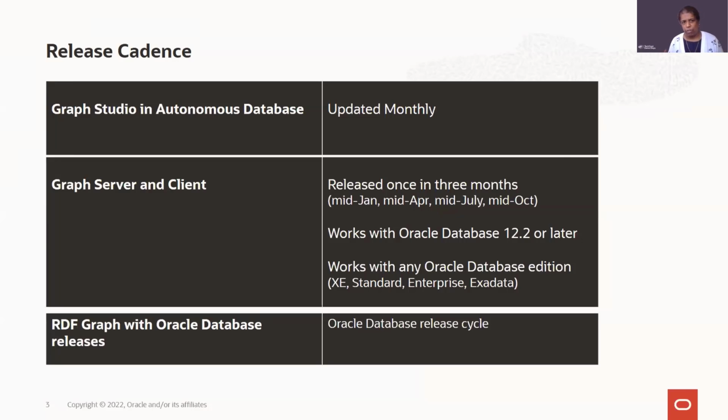And just to round out our release cycle descriptions here, the RDF server is actually released with Graph Server and Client, so that's every 3 months. And a lot of the core RDF features are part of Oracle database releases, and that goes with the Oracle database release cycle. So I hope that wasn't too confusing, but I just really want to make people aware that we do release very frequently, excuse me.